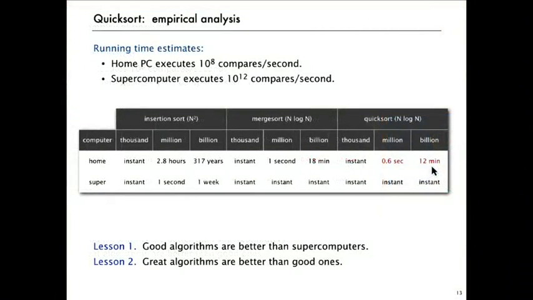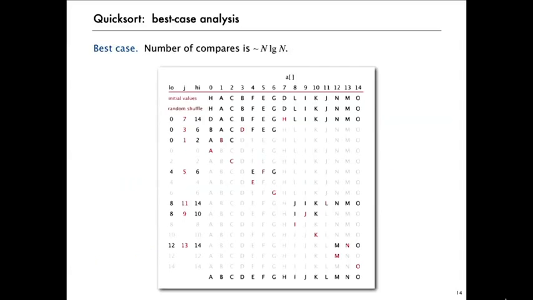And again, a good algorithm is much better than having a supercomputer. Even on your PC, you can sort a huge array of 1 million items in less than a second and 1 billion items in only a few minutes. So again, this sort of timing is why Quicksort is so widely used, because it's simply just faster than merge sort.